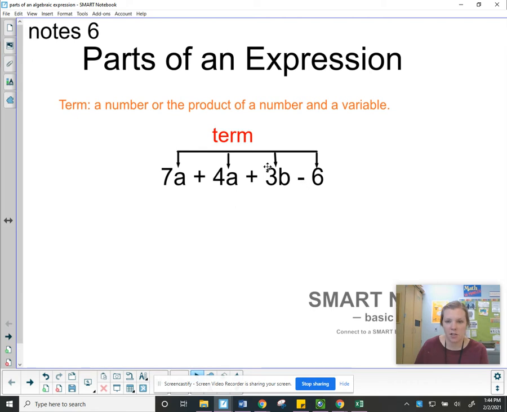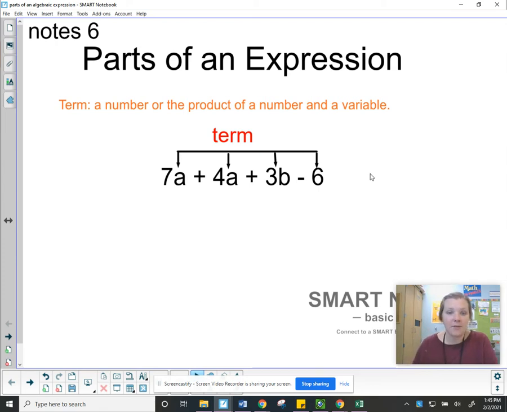This is, just so you know, an expression, and there are 4 terms. A term is a number or a product of a number and a variable. So 7a is one term, 4a is one term, 3b is one term, and 6 is one term. I forgot to mention these are note 6. Make sure you have that written at the top of your page. So there are 4 terms.